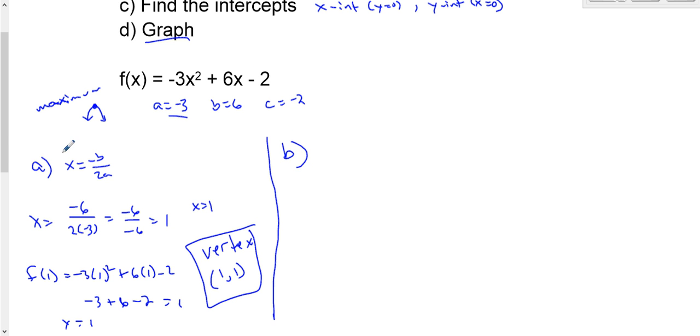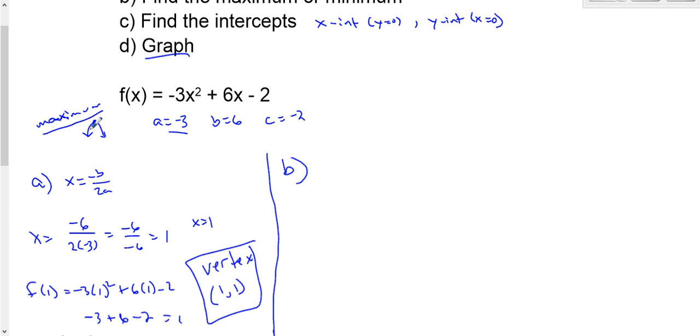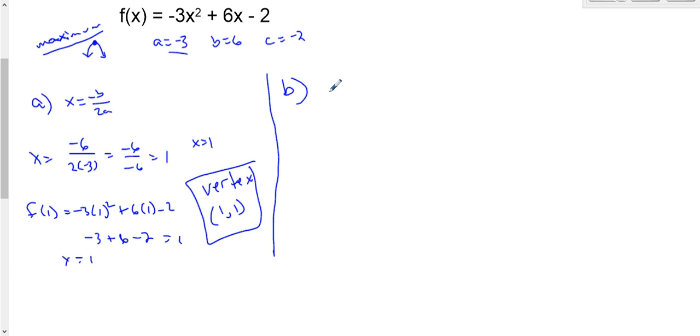Part B is to find the maximum or minimum. Well, we know that because a is a negative number, we have a maximum, and the maximum is at x equals 1, and the value is 1 because y is equal to 1. All right.